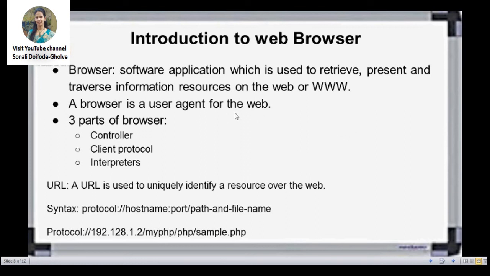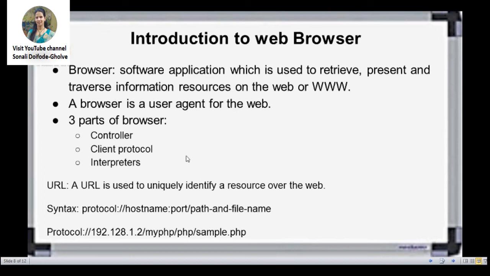Actually, it is a user agent for the web, and it has three parts: controller, client protocol, and interpreters. Controller means what? It controls the input data. It receives the input data from input devices like a keyboard and mouse and uses the client program to access the document. After the document has been accessed, the controller can choose one of the interpreters to display the result on the screen.